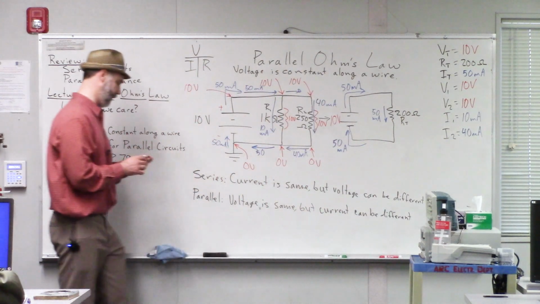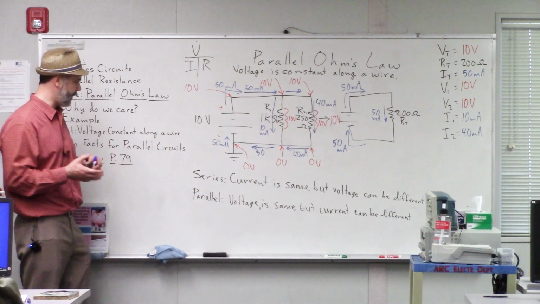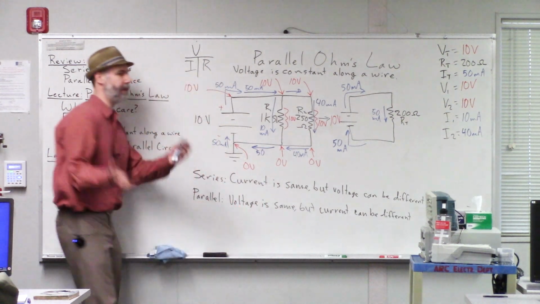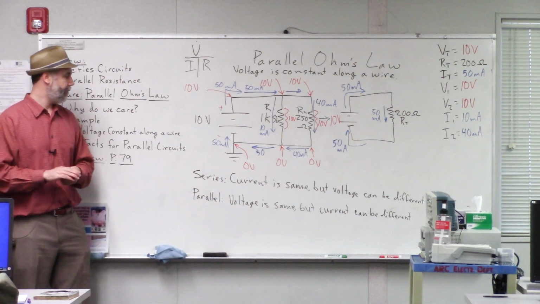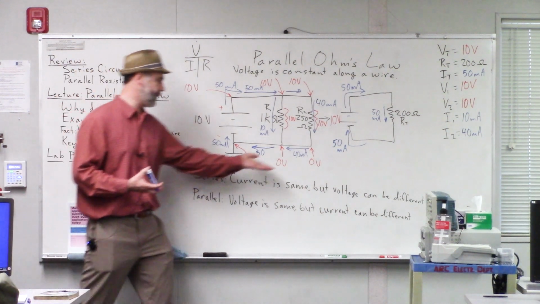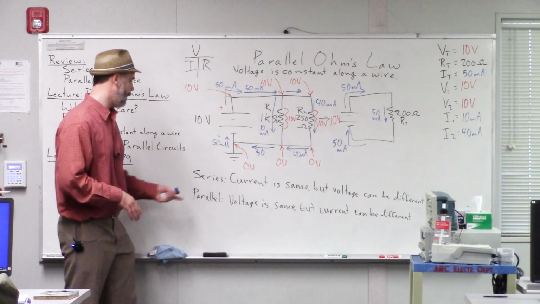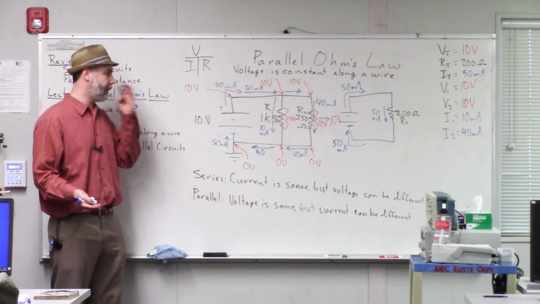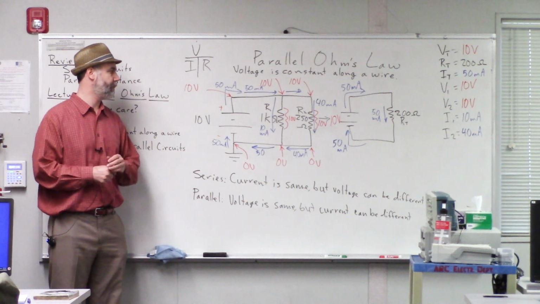So this is kind of funny. It seems like there are several cases in electronics where you have two things that are sort of opposite, complementary almost. So with a series circuit, the current is the same, but the voltage is different. In parallel, the voltage is the same, but the current is different. So they are sort of opposites of each other.